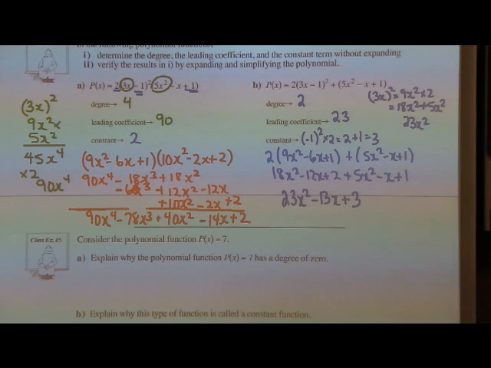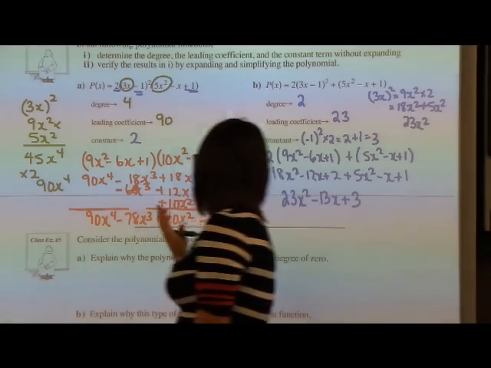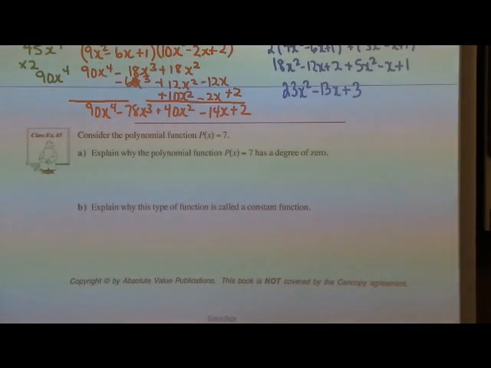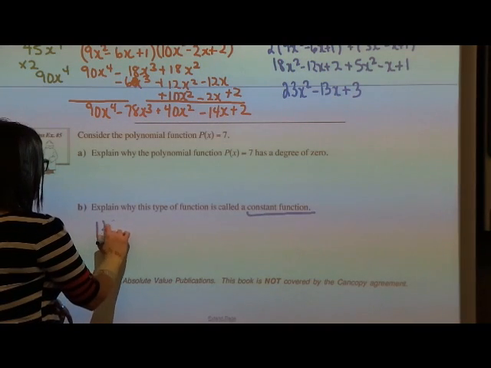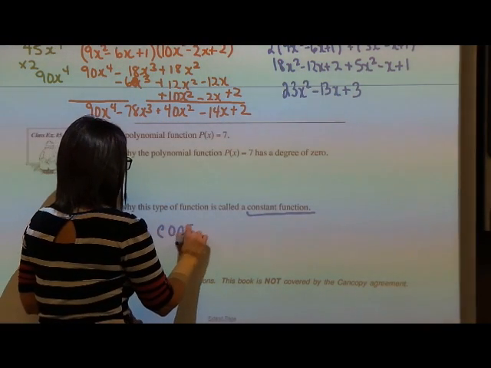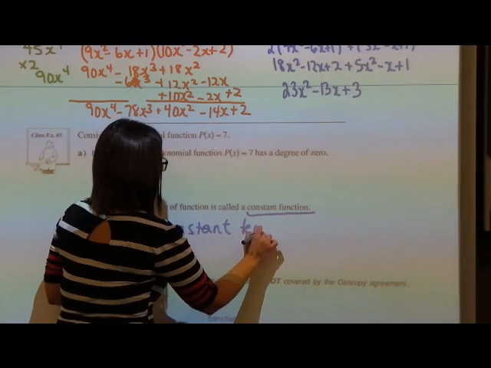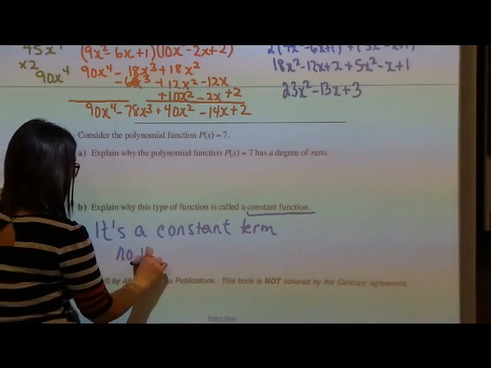So if I look at class example number 5, I have this polynomial function where p of x is equal to 7. Why does this function have a degree of 0? Is that like a constant term? It's a constant term function. So because it's a constant term, it means that it has no variable.